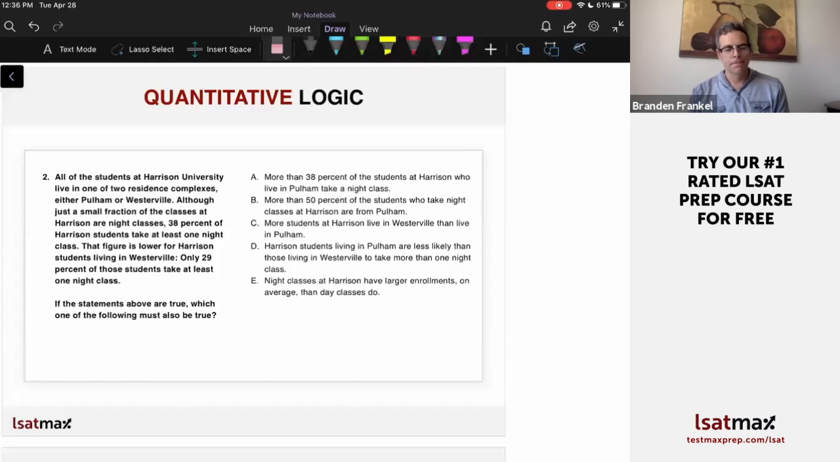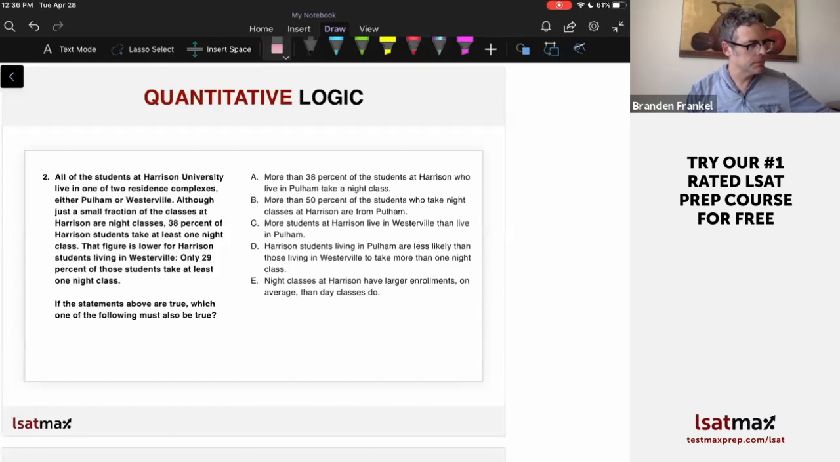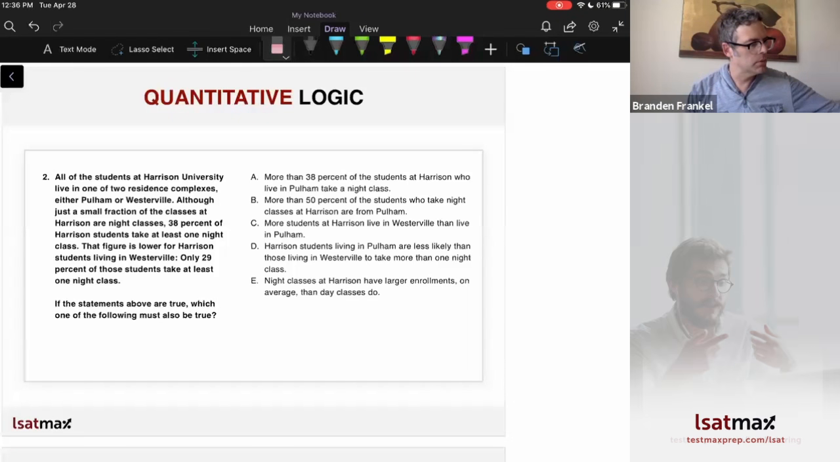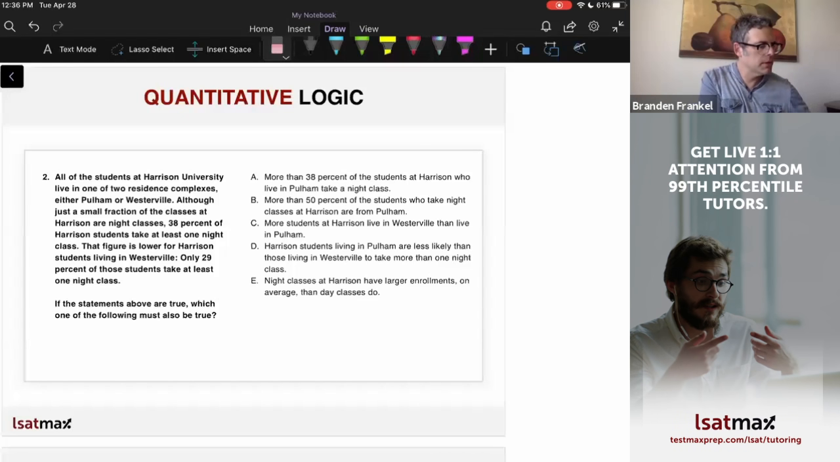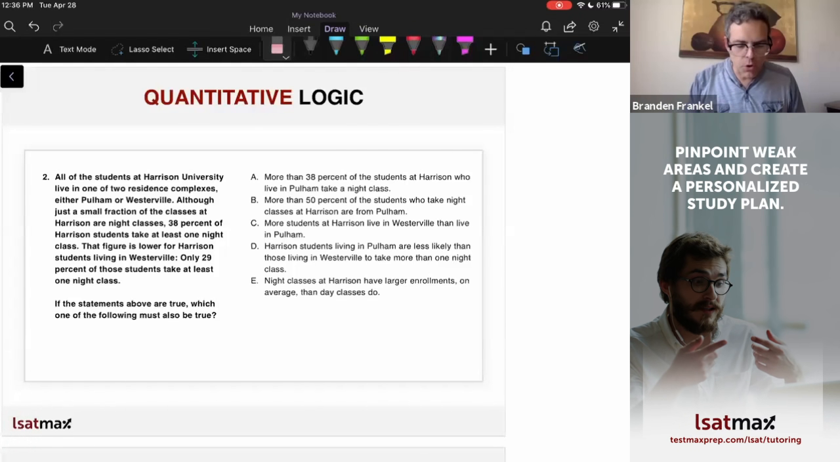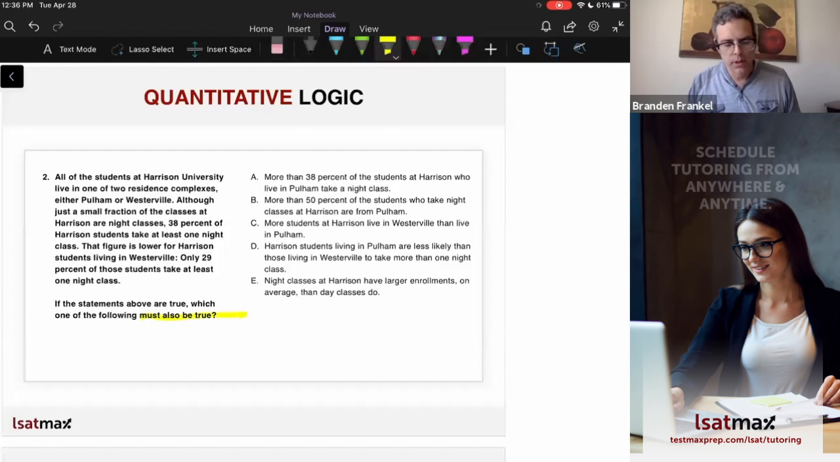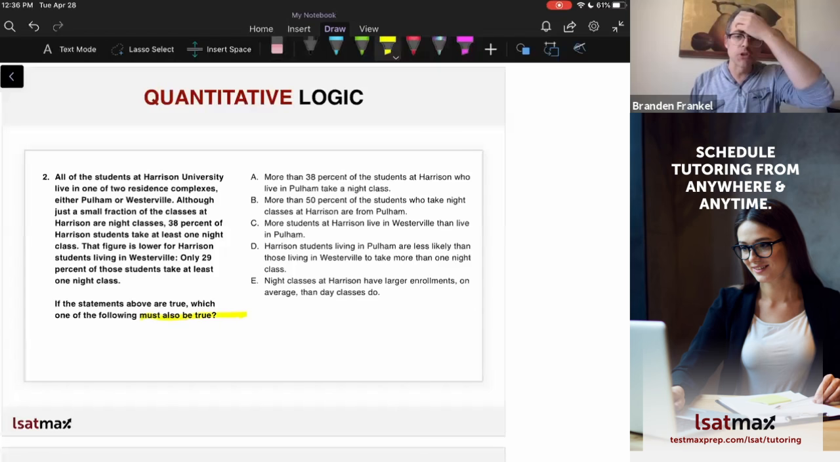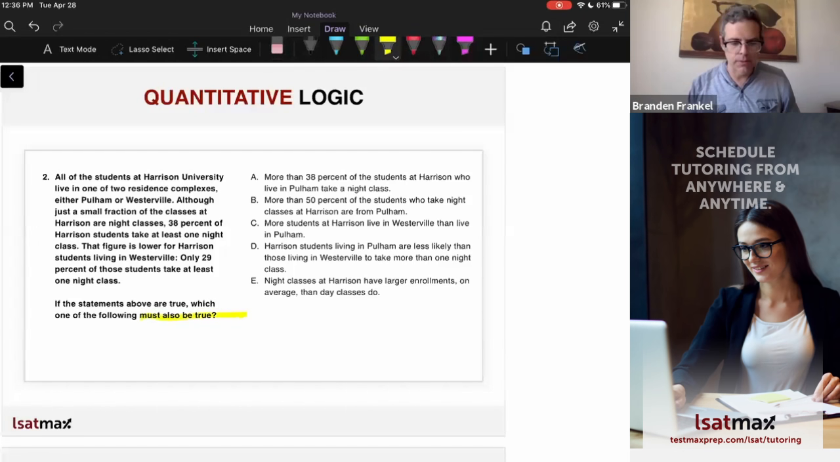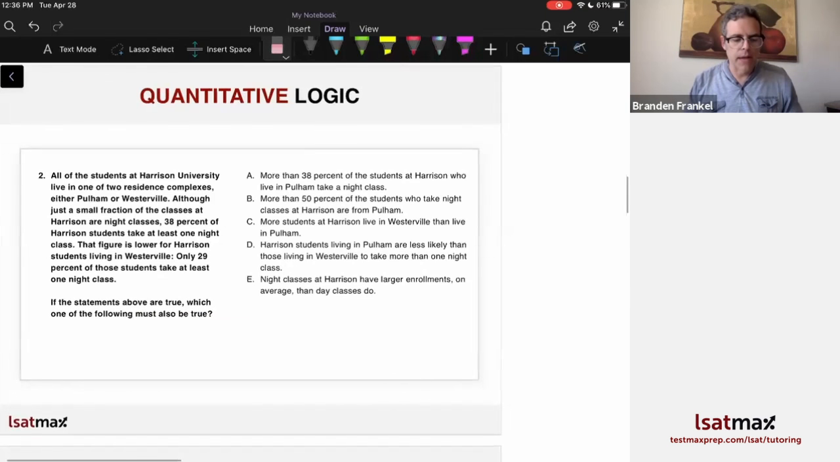So let's read through this question, and we'll talk through how it works. This is another question. It's the same question type as last time, a must be true question. Those are questions that often focus on logic rather than argument analysis and evaluation.